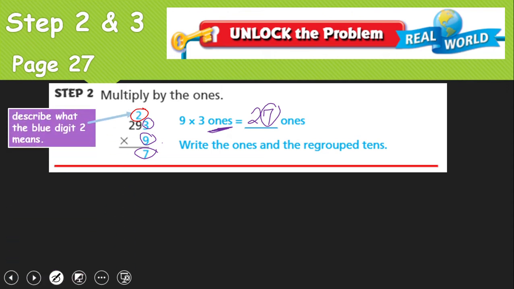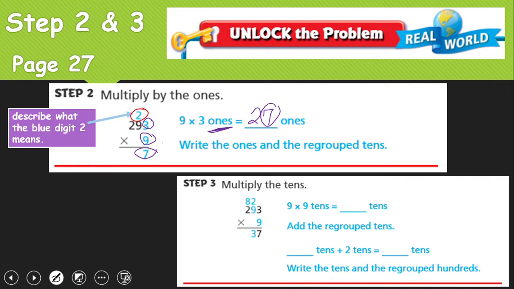So describe what this blue digit 2 means. Good, you should have stated that that 2 is not 2 ones, but 2 tens, also known as 20. So that's why we regroup it up into the tens place. Now, after we multiply our ones, then we move to the next larger place value, which is the tens. Now we need to multiply our 9 over here times our 9 tenths. So 9 times 9 is a basic of 81 tens.